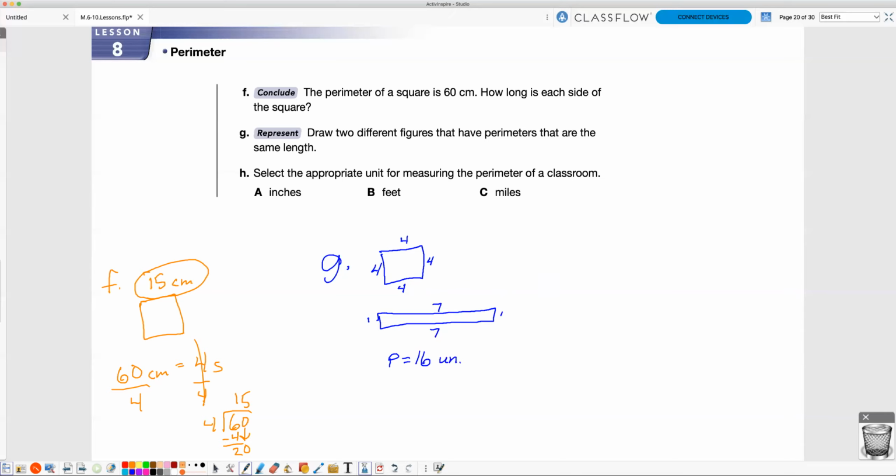Letter H. In this one, select the appropriate unit for measuring the perimeter of a classroom. Would you use inches, feet, or miles? Go ahead and answer that. If you answered letter B, you are correct.